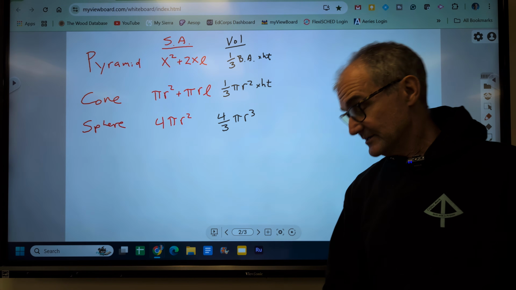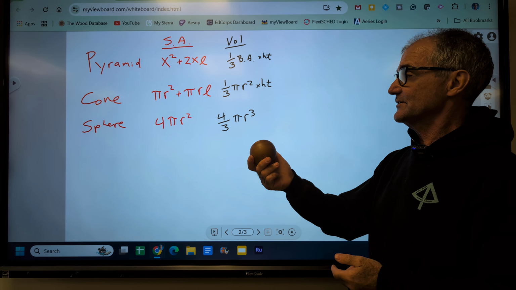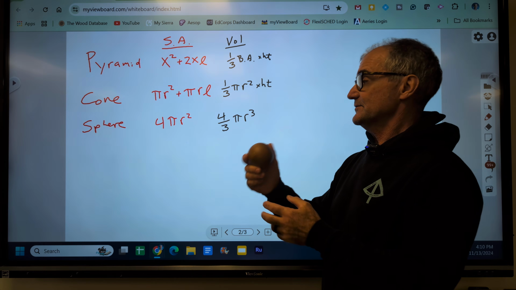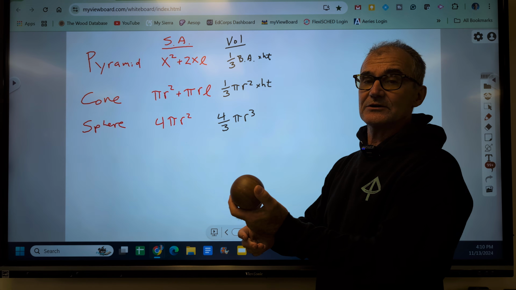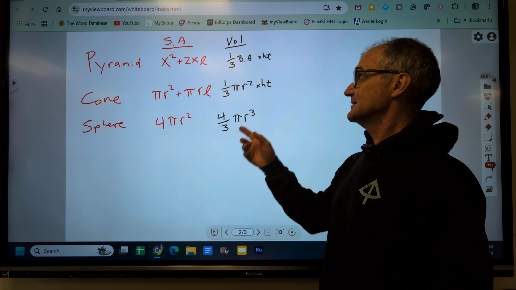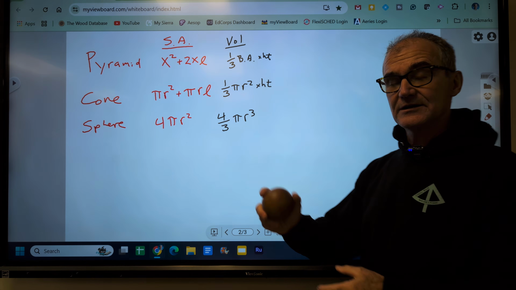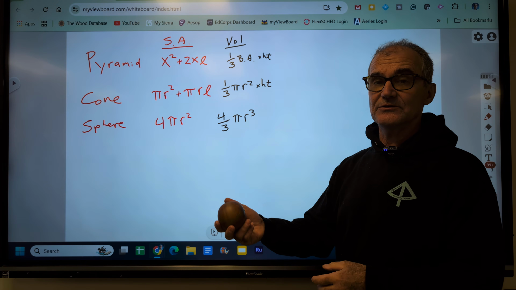And our third geometric solid is a sphere. The surface area of a sphere is 4 pi r squared. And the volume of a sphere is 4/3 pi r cubed.